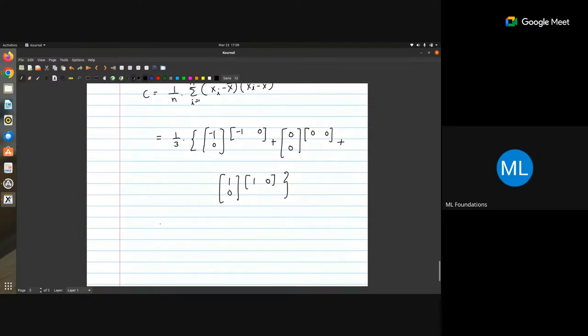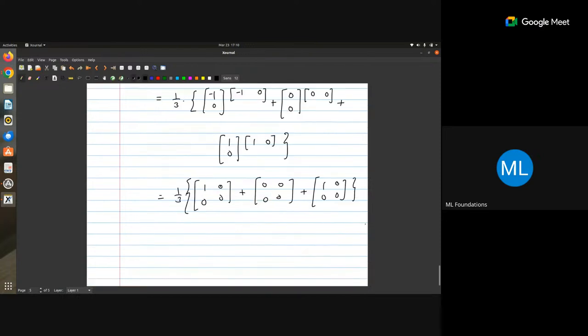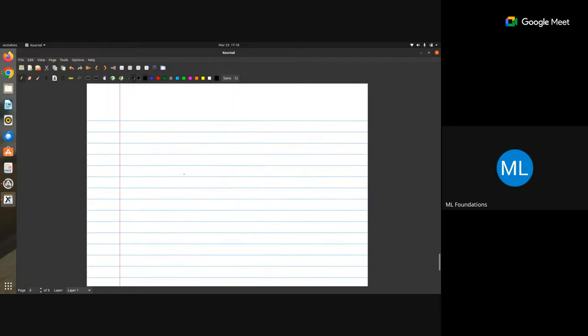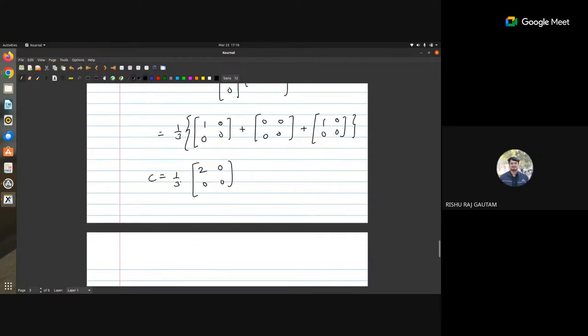Yes. And if I do the calculations, this will become a 2 cross 2 matrix, which is 1 0 0 0 plus 0 0 0 1 0 0 0. Okay, so then it's 1 by 3, 2 0 0 0 2 0 0 0 2 0 0 0. This is a covariance matrix. If I wanted, the next step is what? I need to find eigenvalues of this matrix.